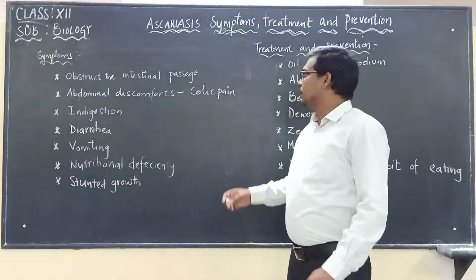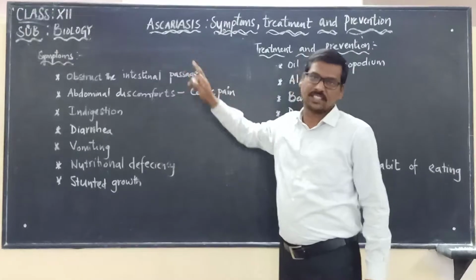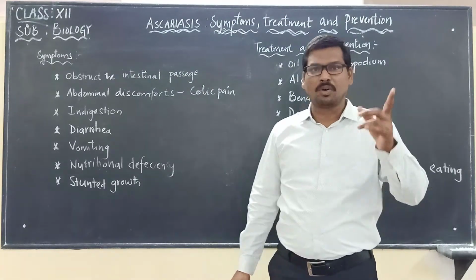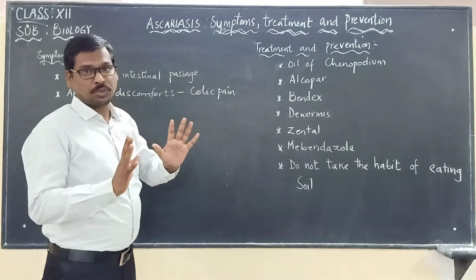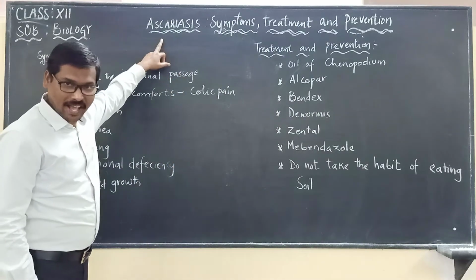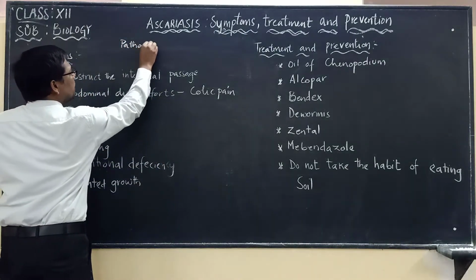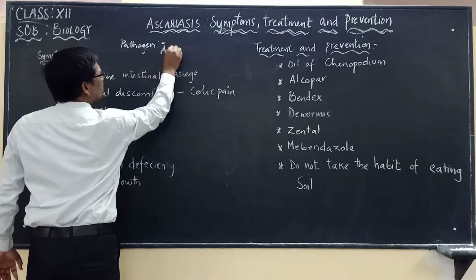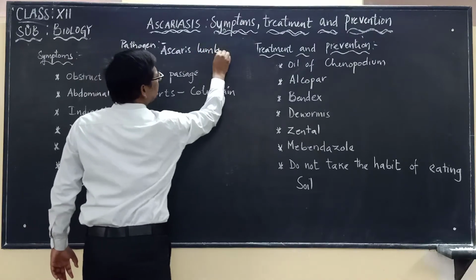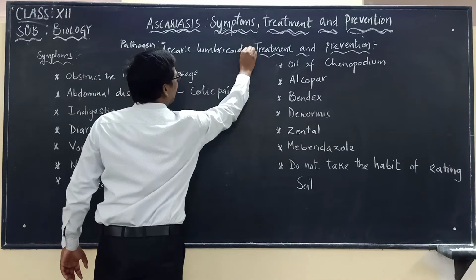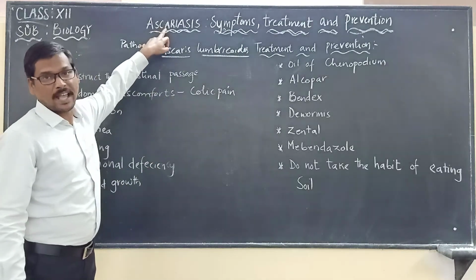Hi everybody, in this video we are going to discuss the symptoms, treatment and prevention for the disease called Ascariasis. In the previous video we studied the life history and development of the disease, and we understood that Ascariasis is caused by a pathogen called Ascaris lumbricoides. Ascaris lumbricoides is the pathogen which causes the disease called Ascariasis.